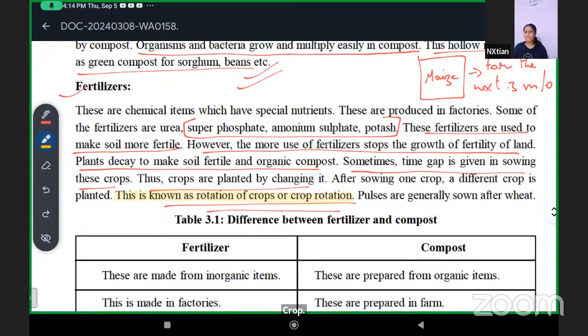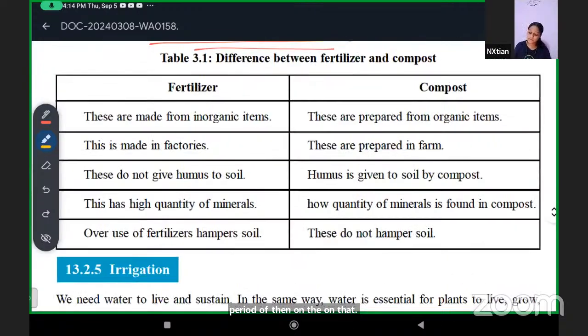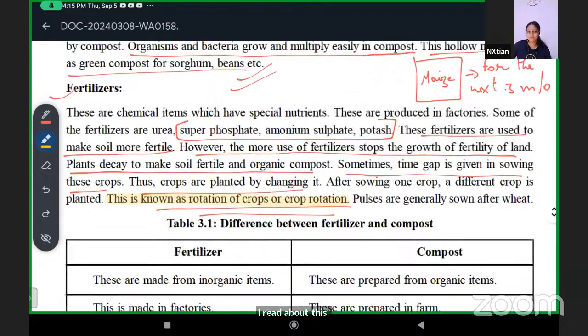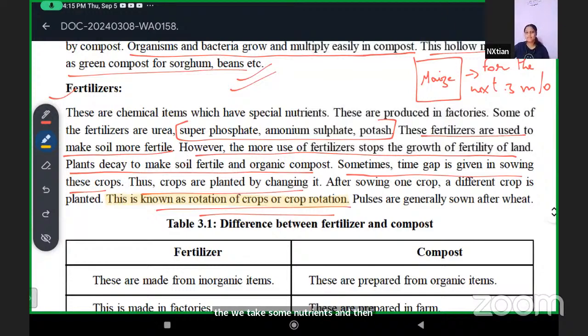Pulses are generally sown after wheat. After the time period of wheat is over, on that land pulses are generally grown. Here is the difference. You read about fertilizer: wheat takes some nutrients, and lots of other nutrients are left, and less of the ones that wheat needs. So another plant is sown that takes those nutrients. Yes, that is right, Simeon. So that practice where crops are alternately planted is known as crop rotation.